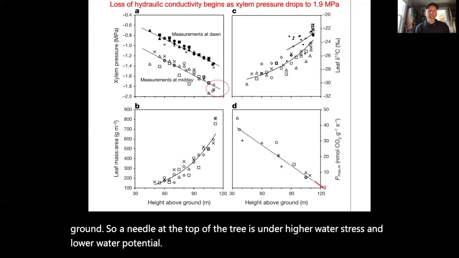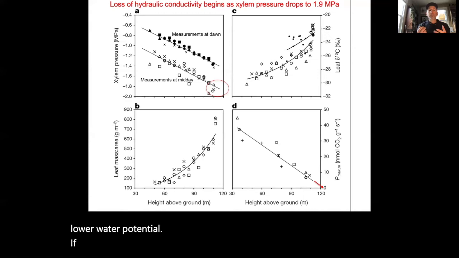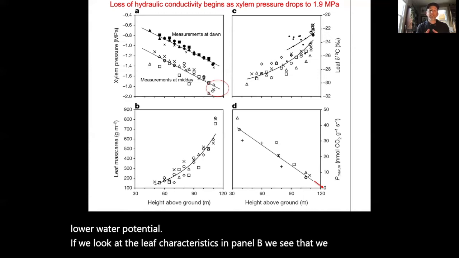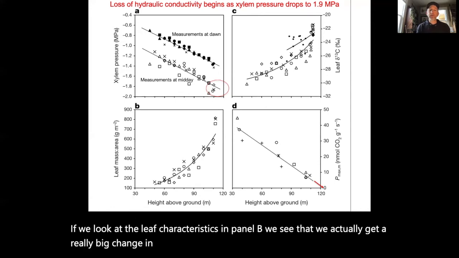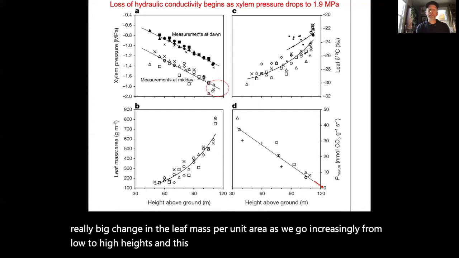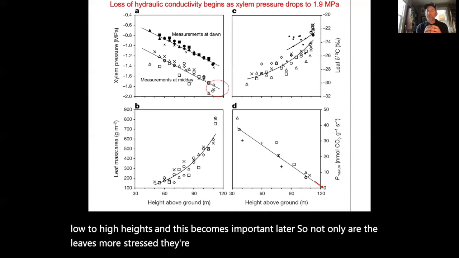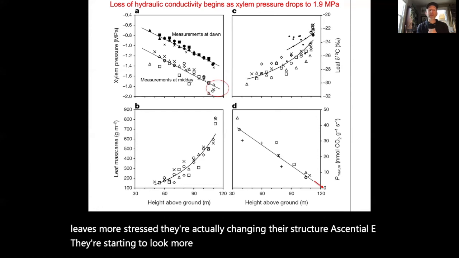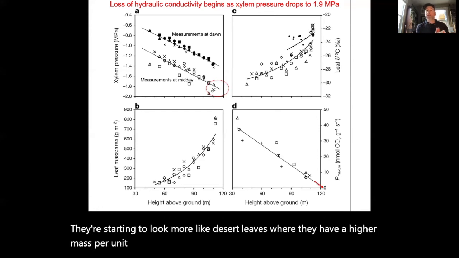If we look at the leaf characteristics in panel B, we see that we actually get a really big change in the leaf mass per unit area as we go increasingly from low to high heights, and this becomes important later. So not only are the leaves more stressed, they're actually changing their structure. Essentially, they're starting to look more like desert leaves, where they have a higher mass per unit area, versus low down in the canopy, where they look more like temperate rainforest leaves.